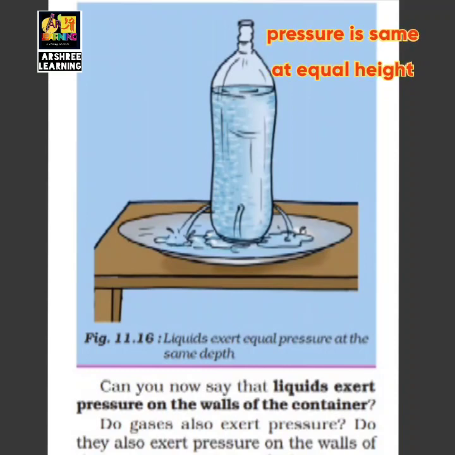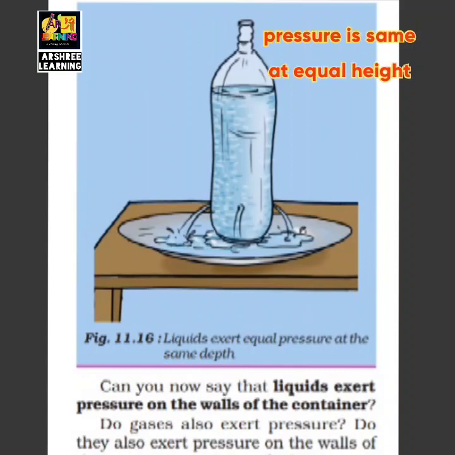So why do you think this happens? Liquid exerts pressure on the walls of the container. This means the liquid is exerting pressure on the sides. We learned this in the previous experiment, but with this experiment we can say that liquid exerts the same pressure at the same height in any container.